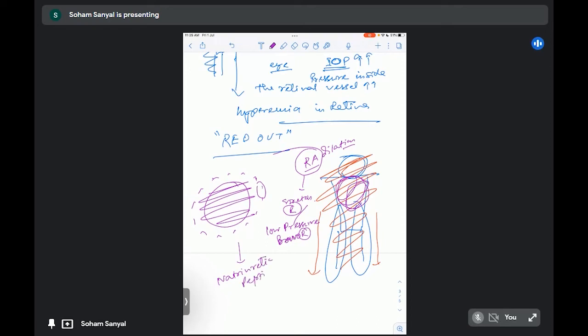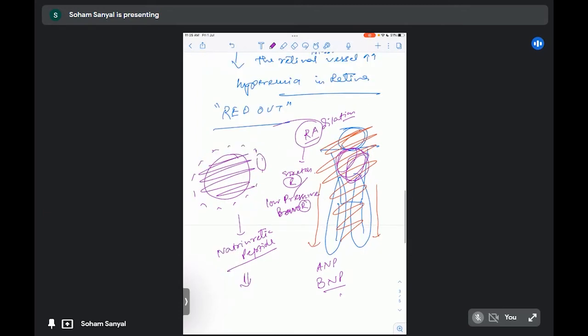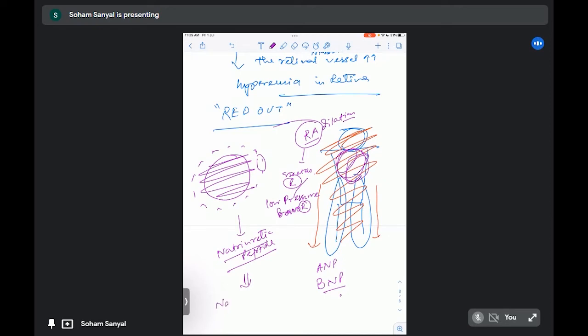You can know that there are two types of natriuretic peptide. One is ANP, atrial natriuretic peptide, and the other is B-type natriuretic peptide or BNP. So what do these natriuretic peptides do? As the name suggests, they cause natriuresis. What does that mean?